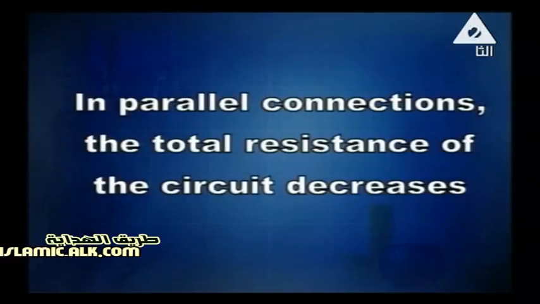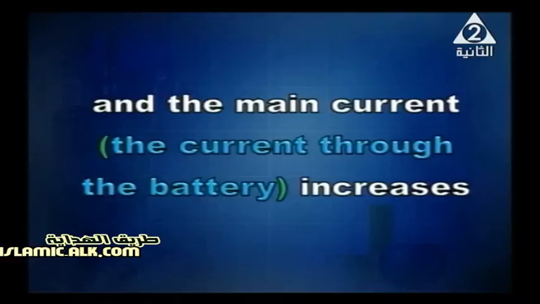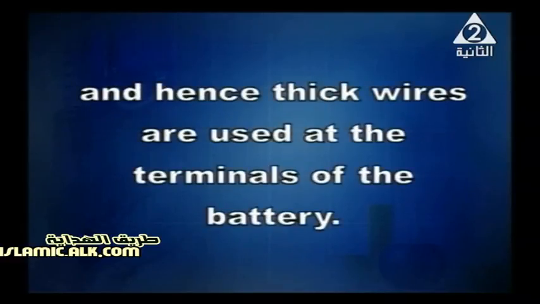Why? In parallel connection, the total resistance of the circuit decreases, of course. So the main current, the current through the battery, increases. And hence, thick wires are used or should be used at the terminals of the battery. But what happens to this main current? This current will split when entering a group of resistors connected in parallel.